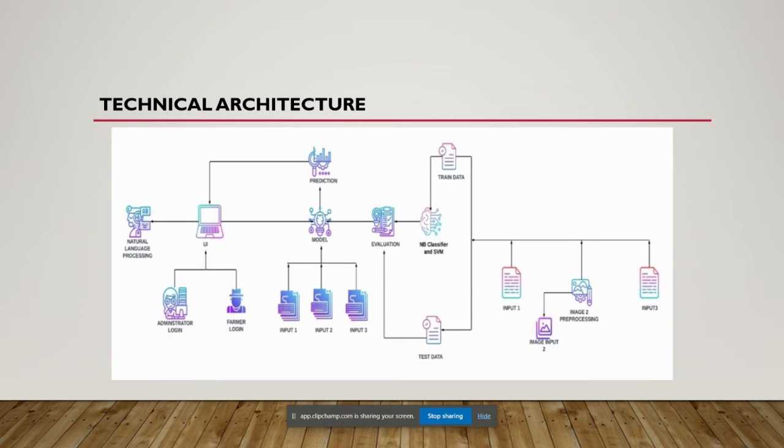When it comes to technical architecture, the model is trained by giving information as input 1, input 2, an image, and input 3. And by taking this information, it is tested. And by testing a number of times using SVM, supervised machine learning, it evolves.